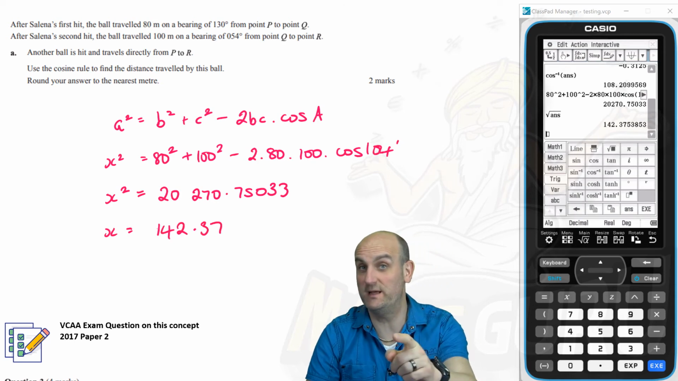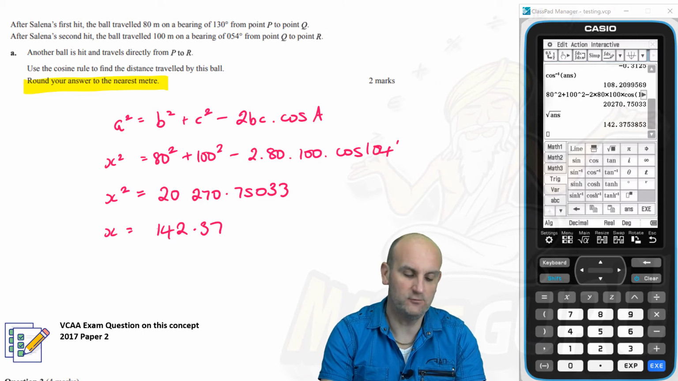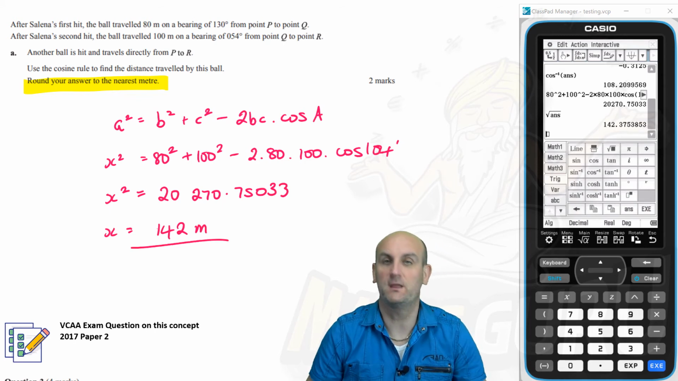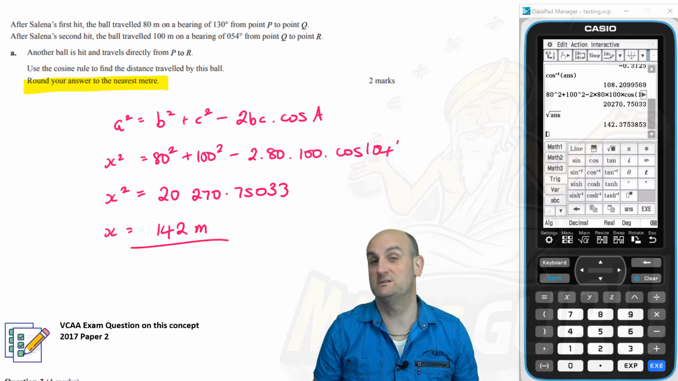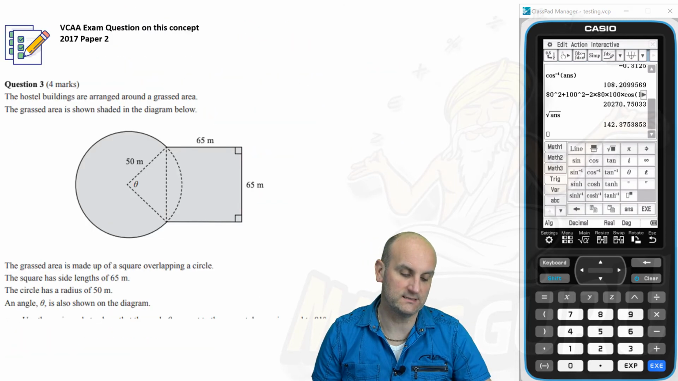142.37. Yes, 2 decimal places? No, because the question, strangely enough, said round your answer to the nearest meter. So that is going to give me 142 meters. 2 marks for that, which is actually quite generous, really. Then we move on to the next VCAA question.